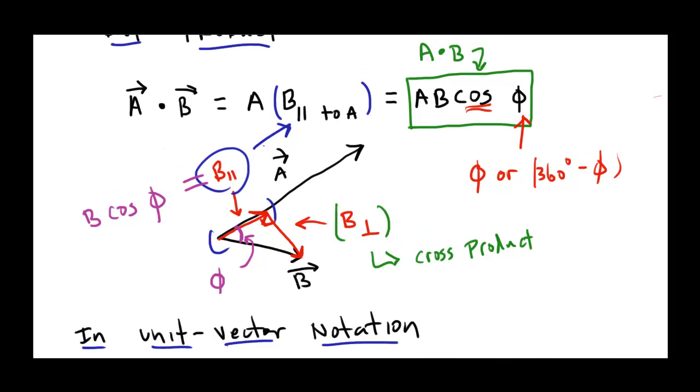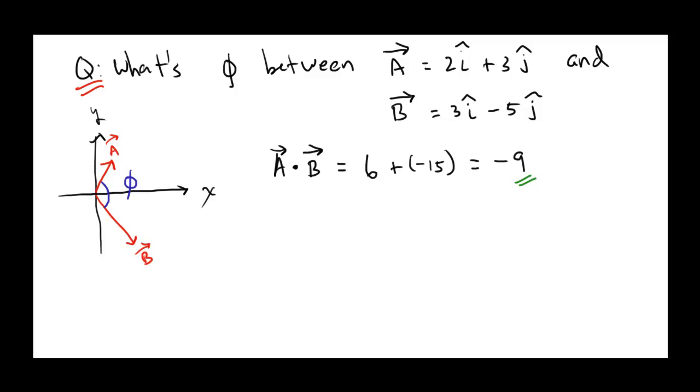We've got to be a little bit careful, because this a and b are just the magnitudes of a and b. And so I'm going to have to do a little bit of work to calculate those. So in other words, negative 9, that's my dot product, is equal to the magnitude of a times the magnitude of b times the cosine of phi.